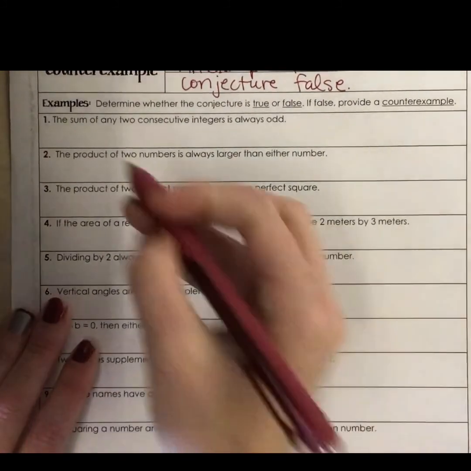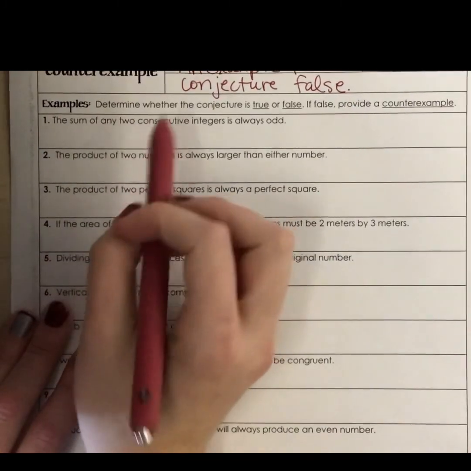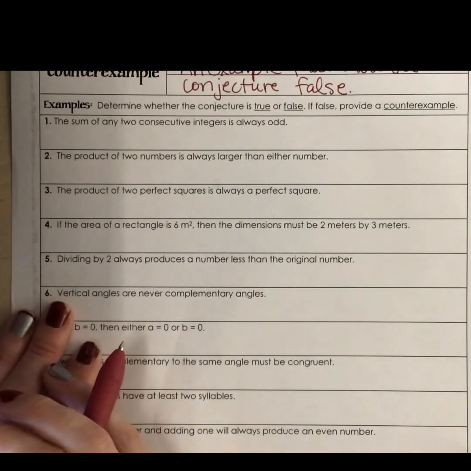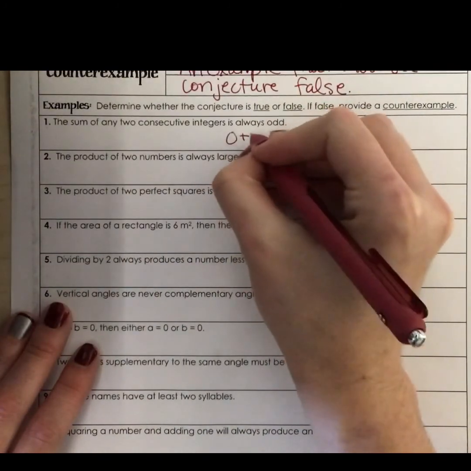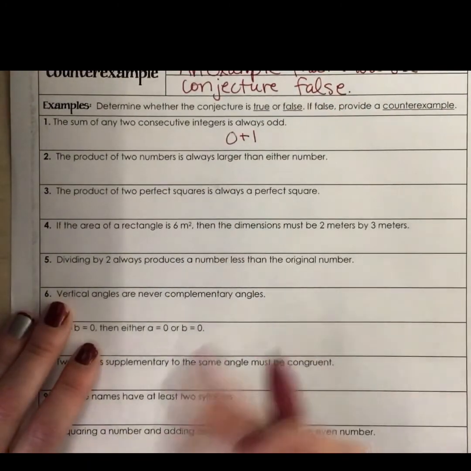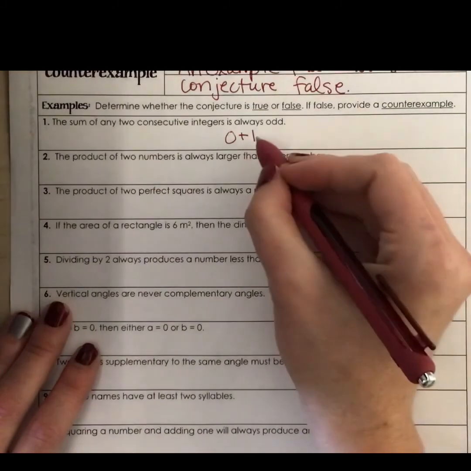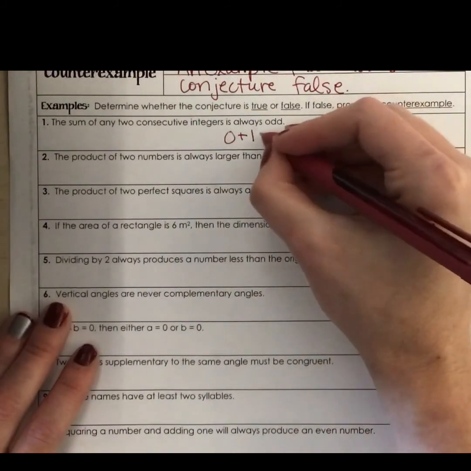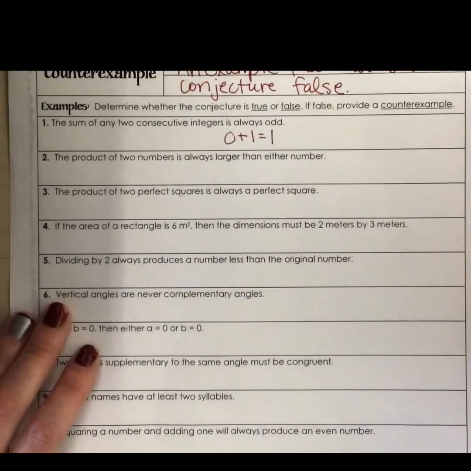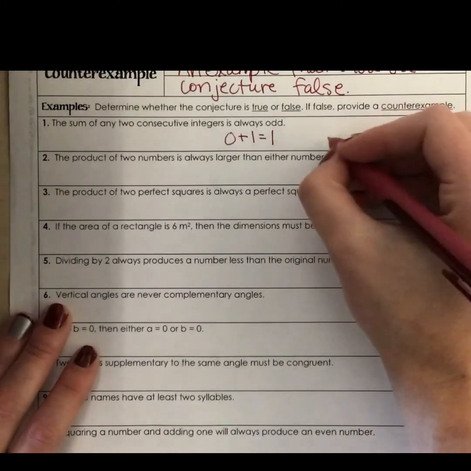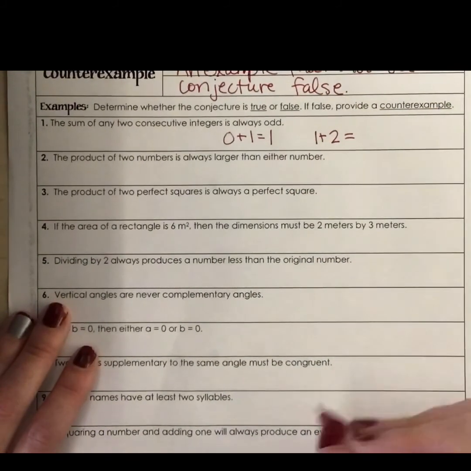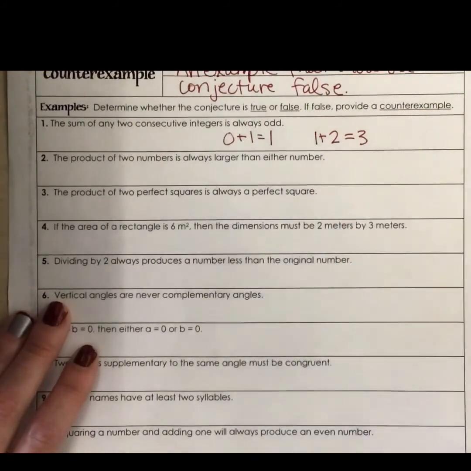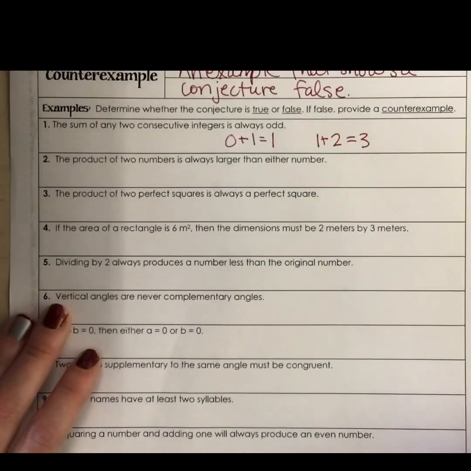So for the first example, we have the sum of any 2 consecutive integers is always odd. Well, we can test that out. Let's say we take 0 plus 1. Because integers, we can take 0 and 1, and that gives us 1. 1 is odd, so we're good there. What about 1 and 2? Well, 1 and 2 would give us 3. That's also odd, so we're good there too.